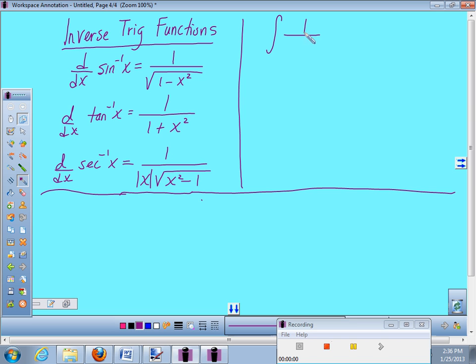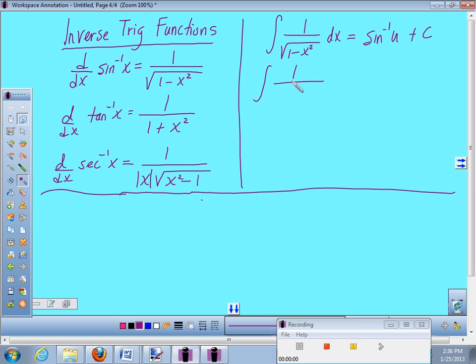Now, here's the interesting part for you all. Now, we're going to go backwards. You're going to be given these weird fractions, and you're going to have to look at those fractions and go, oh, that's an inverse trig function. Nothing there is going to scream to you, oh, an inverse trig function. So, if you're given the square root of 1 minus something squared, you know it's going to integrate back to be an inverse sine.